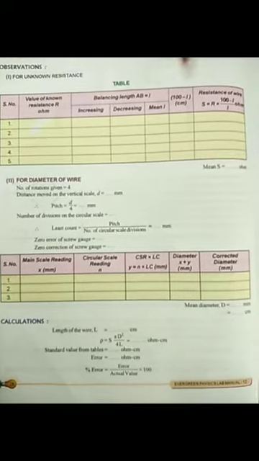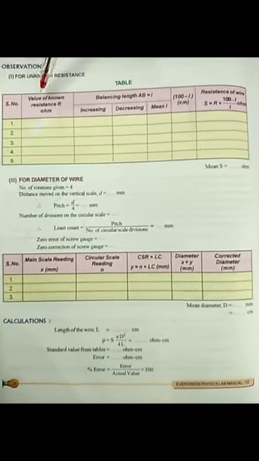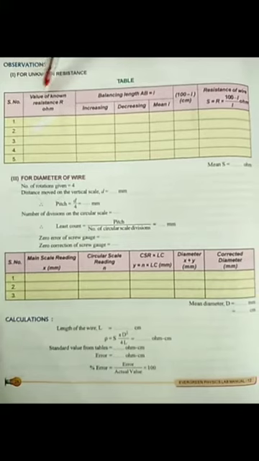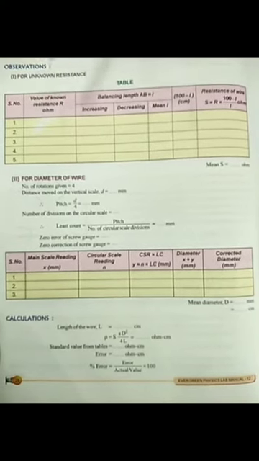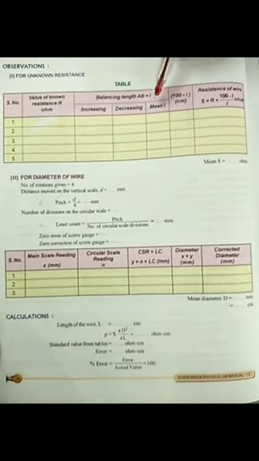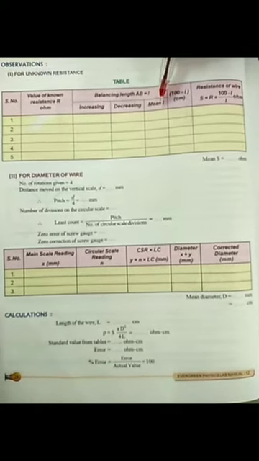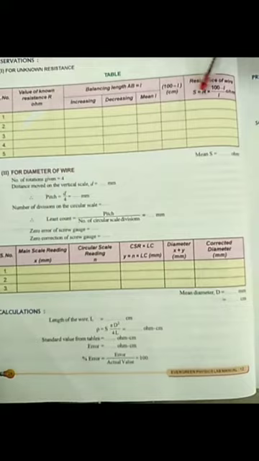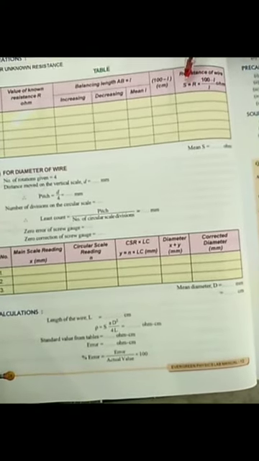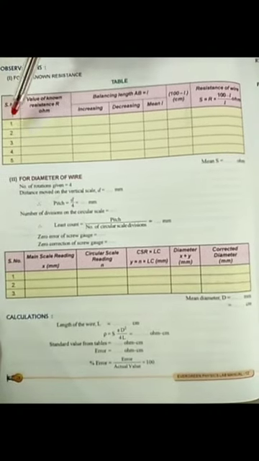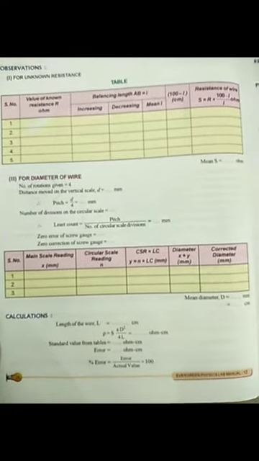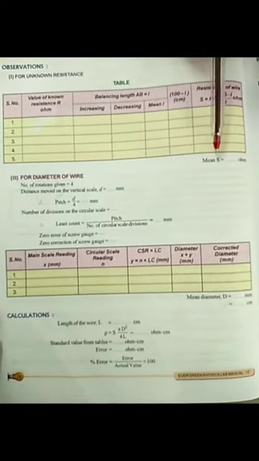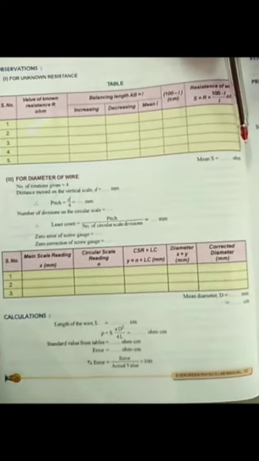From the observation table, we see that first we have to calculate the value of known resistance R from the resistance box. Then we will find the balancing length at which galvanometer shows 0 ampere current. Then we will calculate 100 minus L and using this formula the unknown resistance S can be calculated. We will take 1, 2, 3, 4, 5 or more observations and take the mean at the end.